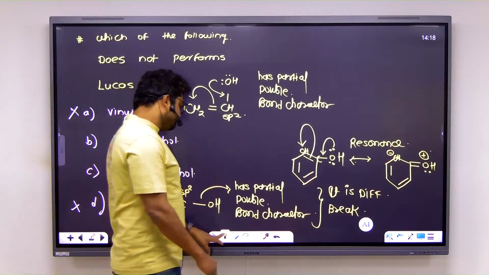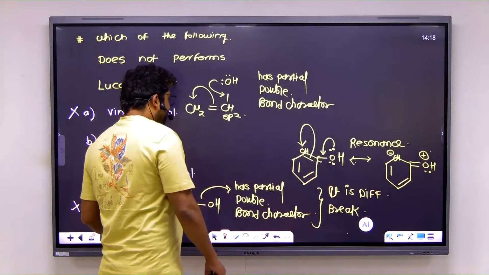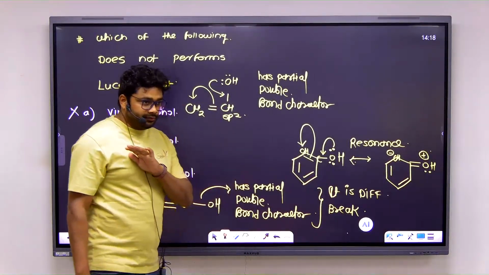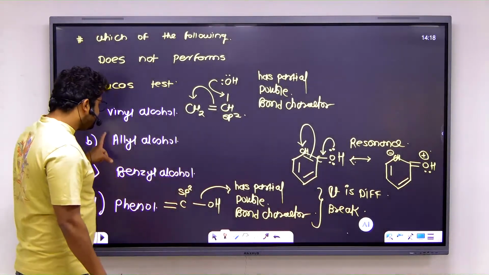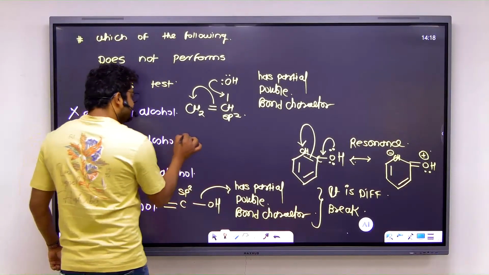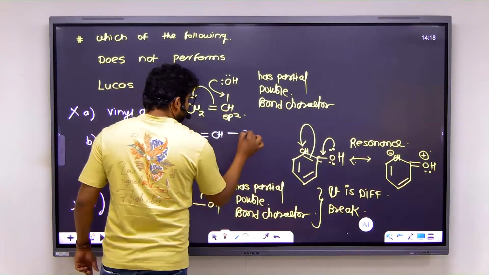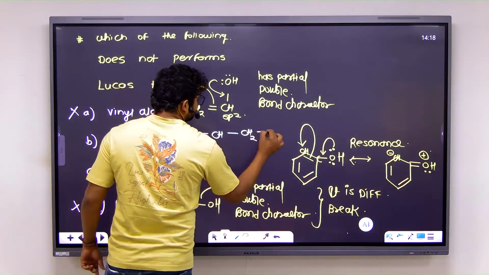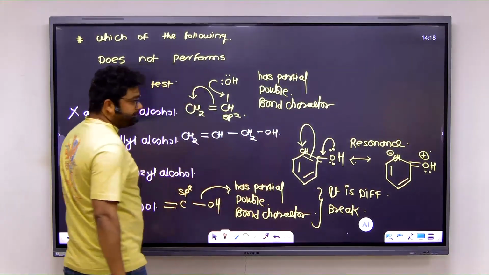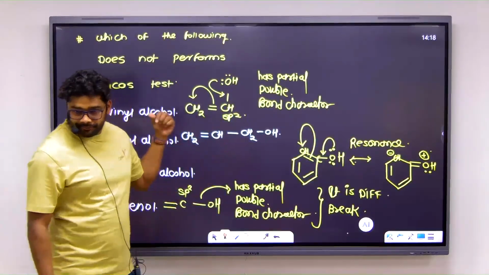And so I am making it clear here that vinyl alcohol and phenol do not perform the Lucas test. Another example is allyl alcohol and what? Benzyl alcohol. You must be sure about allyl alcohol. It is that alcohol which contains an sp3 hybridized carbon atom exactly next to the carbon-carbon double bond.